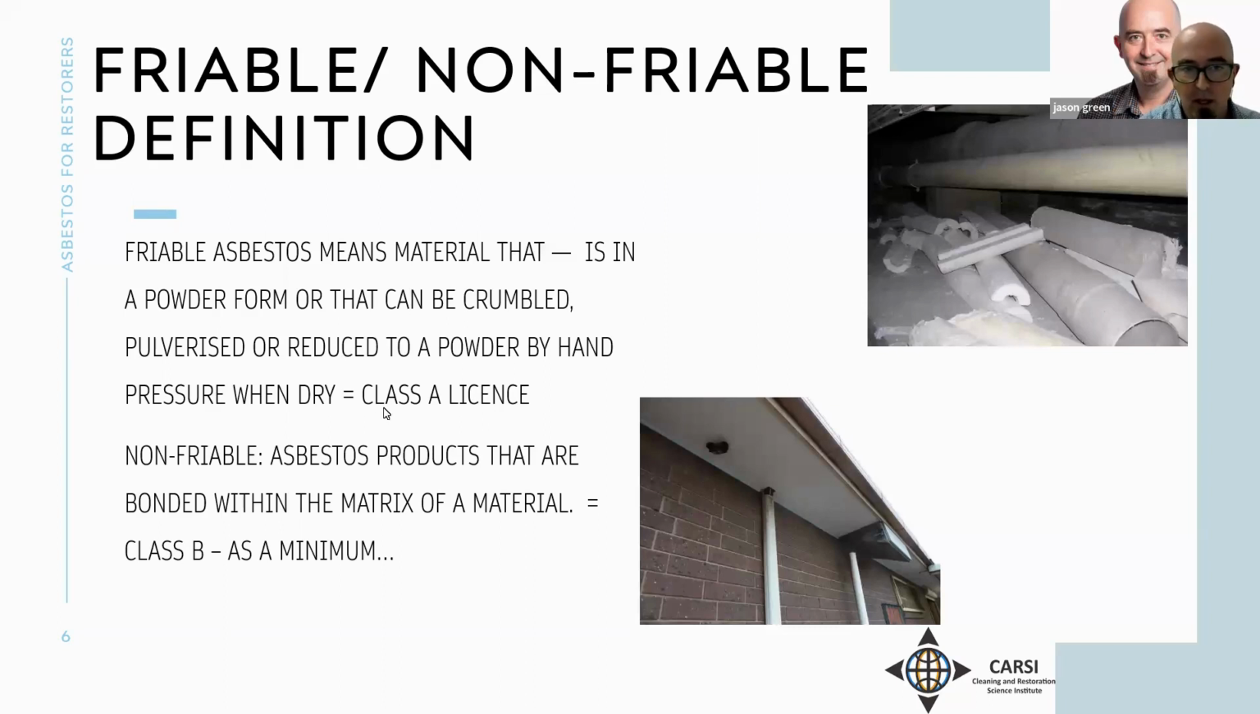So I mentioned there a Class A asbestos removal license is required for that material. Then you've got non-friable or bonded materials. These are your less dangerous asbestos materials. When they're manufactured, they're generally bound up in a cement matrix, so they're quite hard, and it's very difficult for the fibers to be liberated out of those materials. So a Class A and a Class B can remove those asbestos materials.